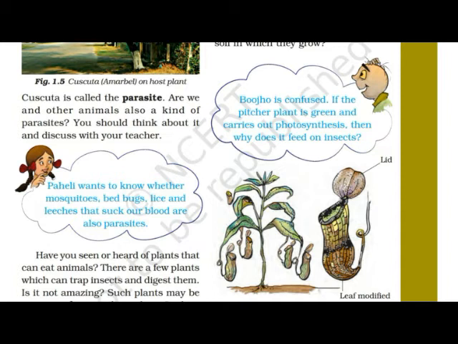Actually, we are on page number 5. Now we are going to see something very interesting. We have seen animals can eat the plants, but have you heard before that plants can eat insects or animals? Is it interesting?